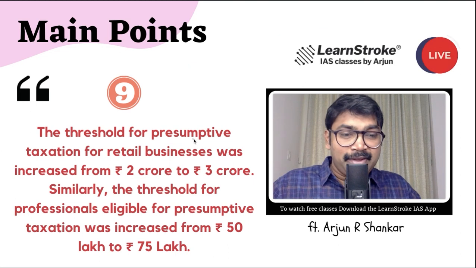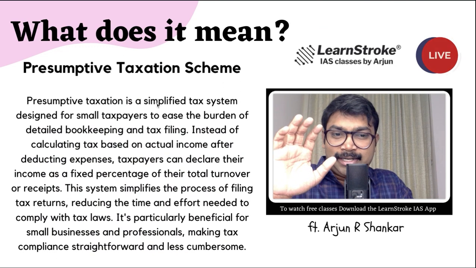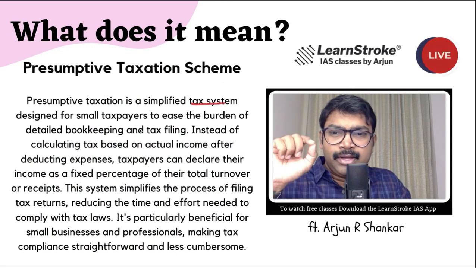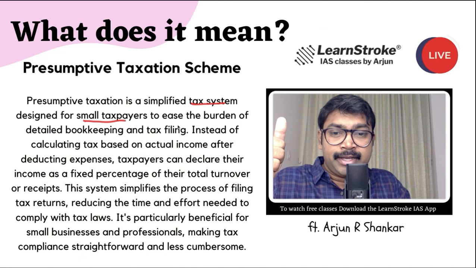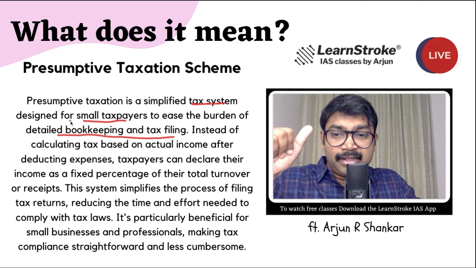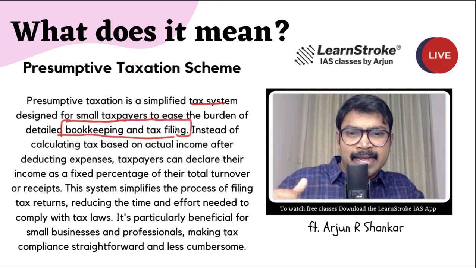What is something that we have to look at here? Let's clearly understand presumptive taxation. It's a simplified tax system. It's actually given for small taxpayers to ease the burden of detailed bookkeeping and tax filing. So when you are a small taxpayer, what is the biggest difficulty? The biggest difficulty is bookkeeping and tax filing. It can become complicated at times.